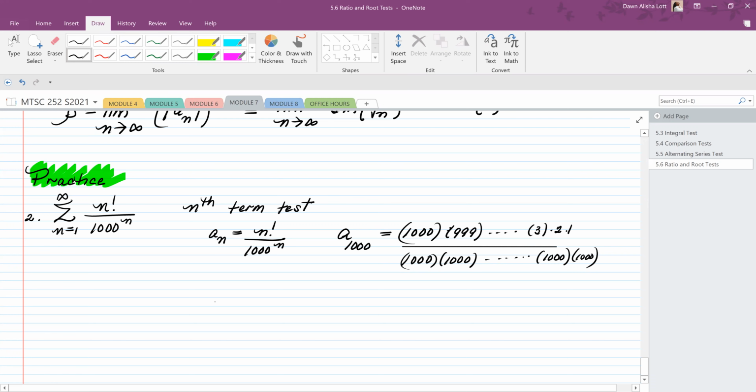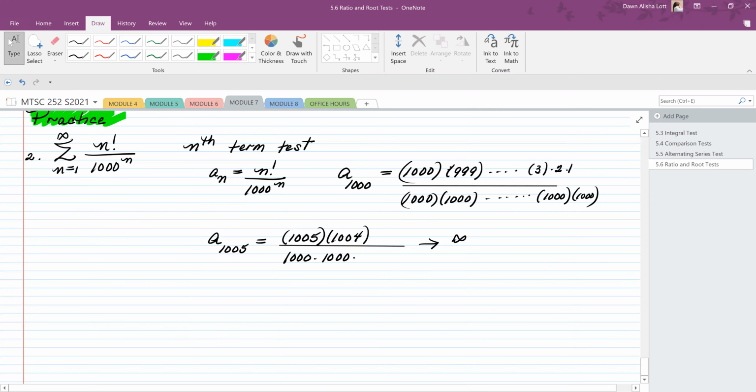So let's say we look at the 1,005th term, we're now going to have 1,005, 1,004. So these numbers get bigger up here, whereas the bottom numbers still stay 1,000. Nothing you can do, they're always 1,000. So when you're looking at the 1 millionth term, again, now you've got numbers in the millions in the numerator and numbers in the denominator that still stay 1,000. So this actual number goes to infinity. So by the nth term test of divergence, this thing diverges.